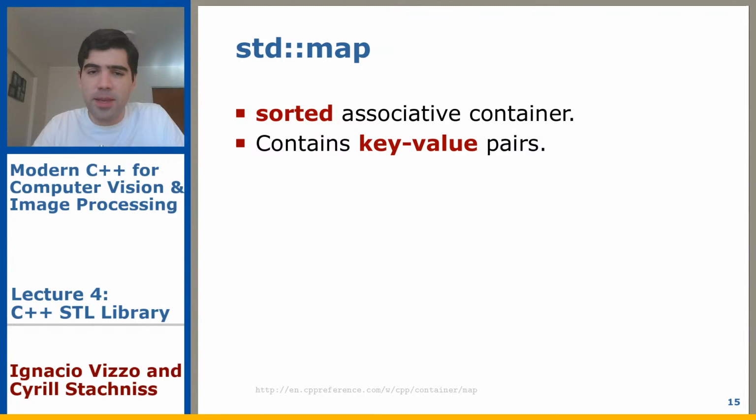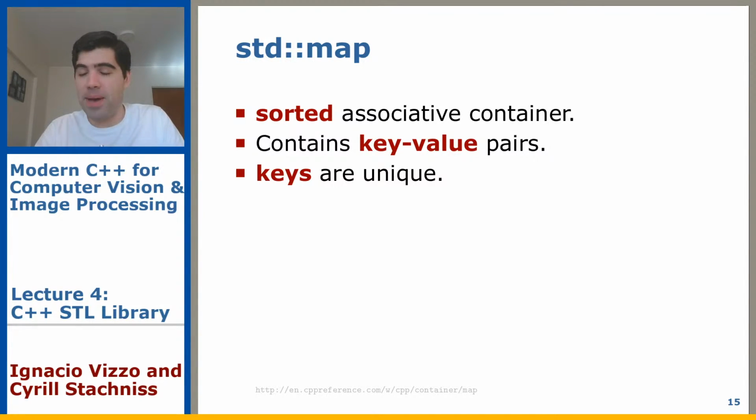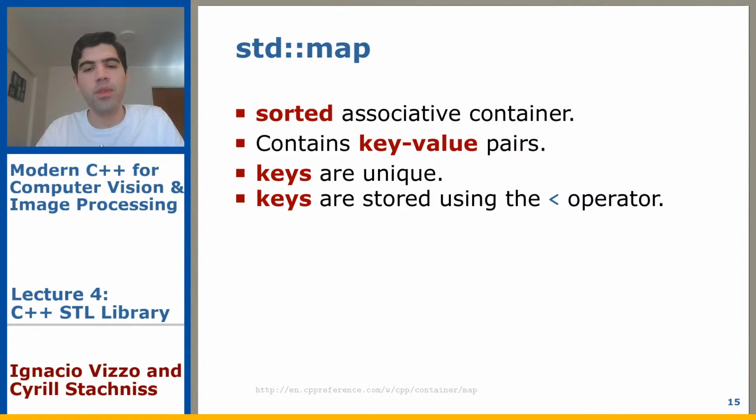It contains key value pairs. So this means that for each key you must have a value. The keys must be unique, so you cannot add two elements with the same key. And the keys will be stored using the less operator because it will be sorted, right? So whenever you insert a new element on the map, it will be sorted right away after you insert it.